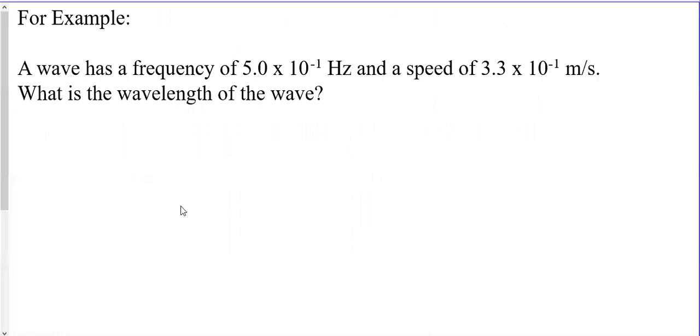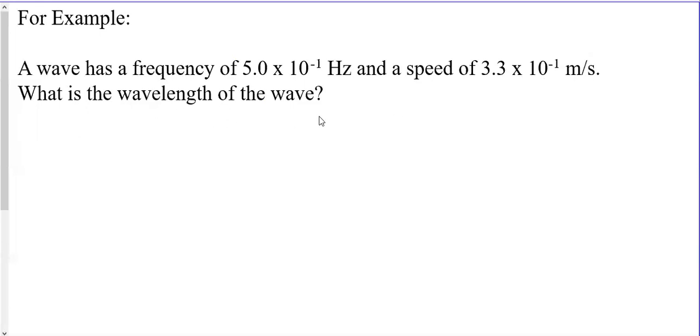So example number 1, a wave has a frequency of 5 times 10 to the negative 1 hertz. So that means you're getting half a wave made every second, and a speed of 3.3 times 10 to the negative 1 meters per second, or 33 centimeters per second, if you'd rather write that down. What is the wavelength of the wave?